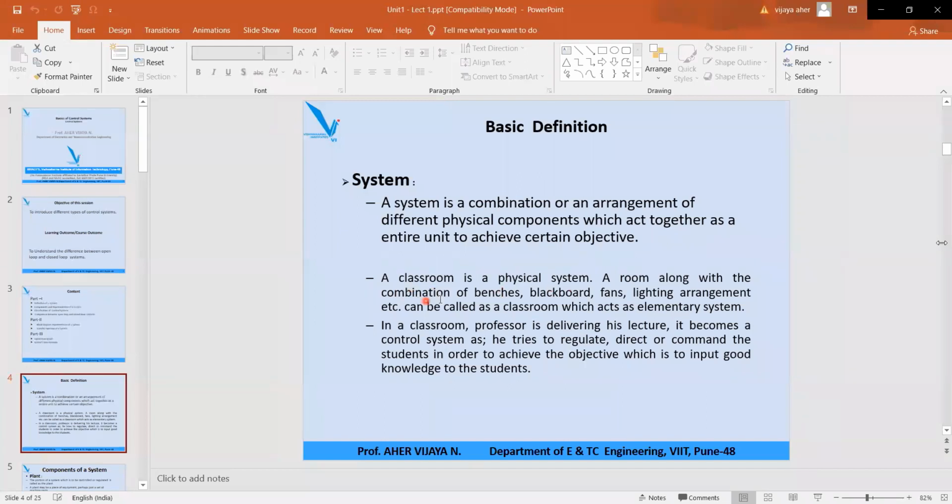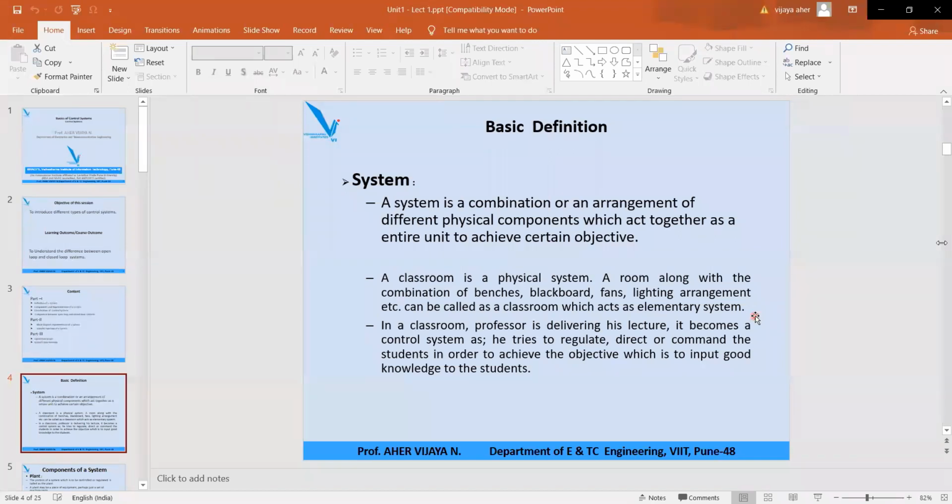So for example, I have taken a classroom as a physical system, a room along with a combination of benches, blackboard, fans, lights, whiteboard, green board, LCD, white screen. All these are physical components and together can be called a classroom, which acts as an elementary system. So what is meant by system? Are you getting the definition of system? With an example, I have explained what system is. So this you can call a system. Got it? Yes, ma'am.